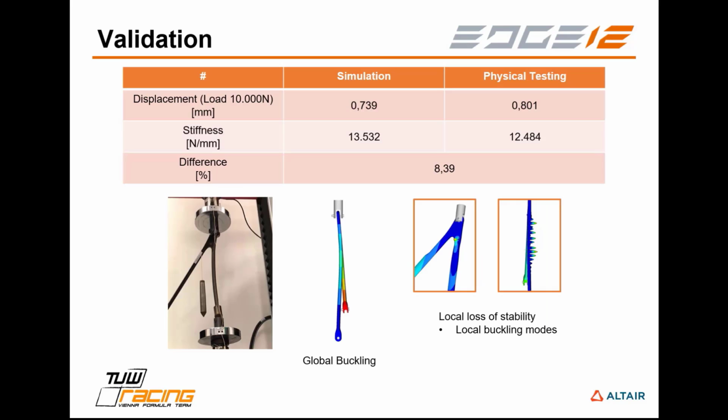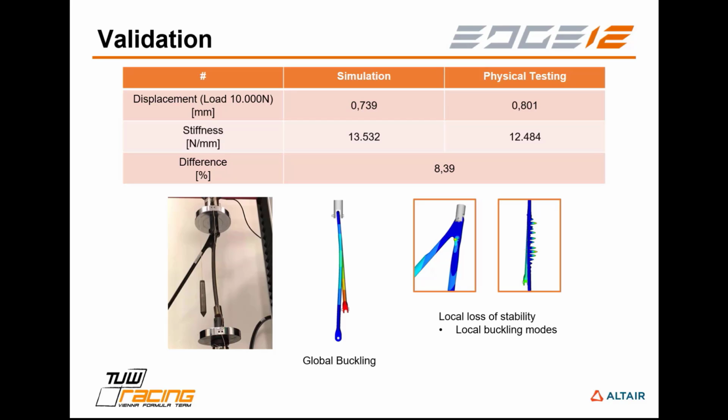In the end, we were able to predict the global buckling failure of our prototype wishbones quite precisely. And with that simulation, we were able to define our new ply layup and also took a look at the local buckling modes and took those into consideration at developing the new layup.